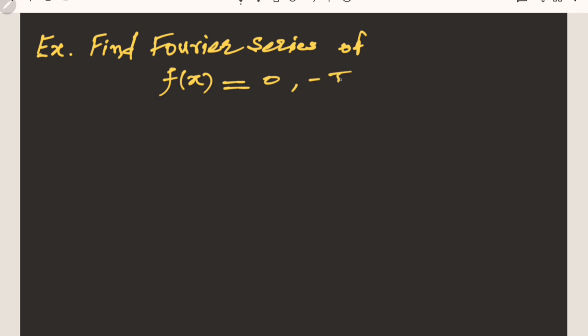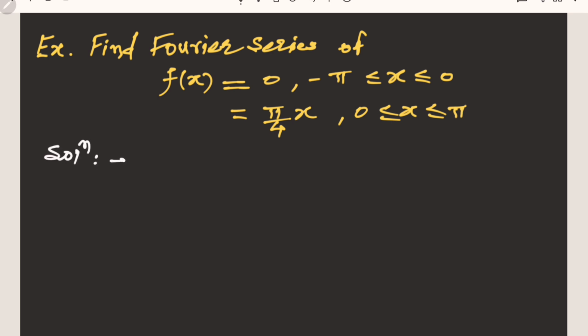Example: find the Fourier series for the function f of x equals 0 in the range minus pi less than or equal to x less than or equal to 0, and the second value is pi by 4 times x for the range 0 less than or equal to x less than or equal to pi.